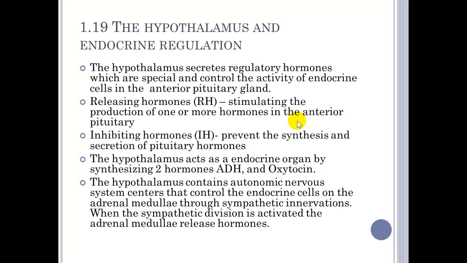The hypothalamus contains autonomic nervous system centers that control the endocrine cells of the adrenal medulla through sympathetic innervation. When the sympathetic division is activated, the adrenal medulla releases the hormones. Now, the target cells are throughout the body in multiple locations. That's why we can come along and give a person a loading dose of epinephrine and get the same results. We have a synthetic version of that hormone.